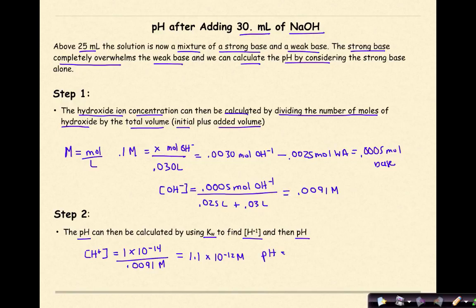pH is equal to the negative log of my hydrogen ion concentration, so 1.1 times 10 to the negative 12 molar. And if I work this out, my pH, if 30 milliliters of strong base is added to my weak acid, the resulting pH would be 11.95. So that's a snapshot of the pH at that particular moment after adding 30 milliliters of sodium hydroxide.